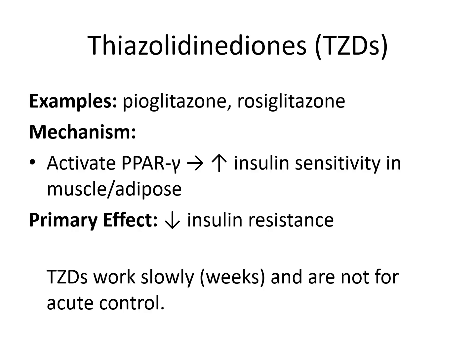Mechanism of action differs from our secretagogues. The TZDs work by activating the PPAR gamma, which is a nuclear receptor that regulates gene transcription.